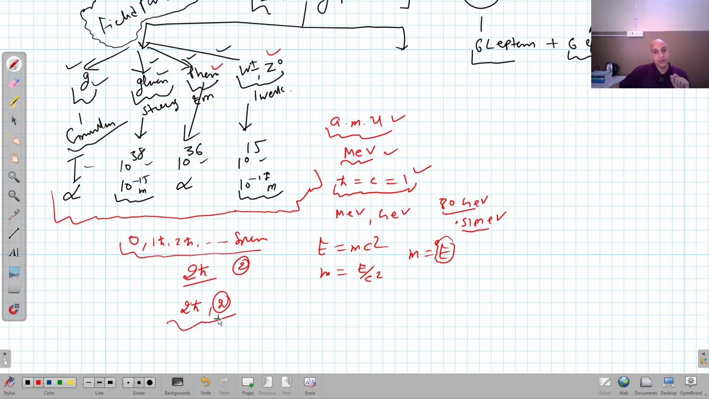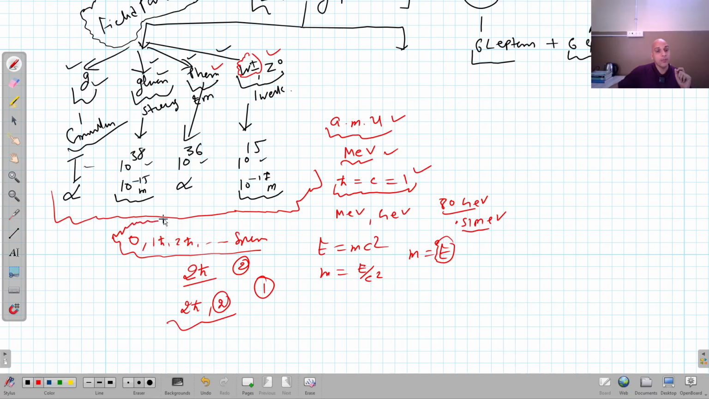So if the examiner asks you about the spin, I told you the spin of the graviton is 2, whereas the spin of the other three particles is 1. As far as charge is concerned, only these two particles, W positive and W negative, have positive and negative charge, whereas the other particles are neutral.